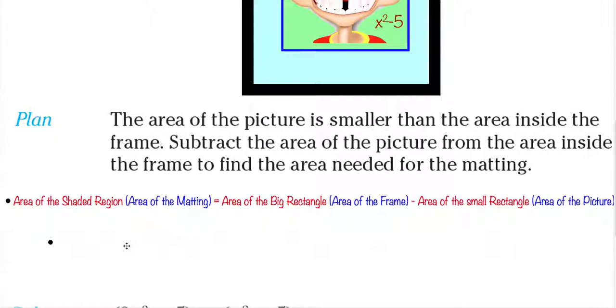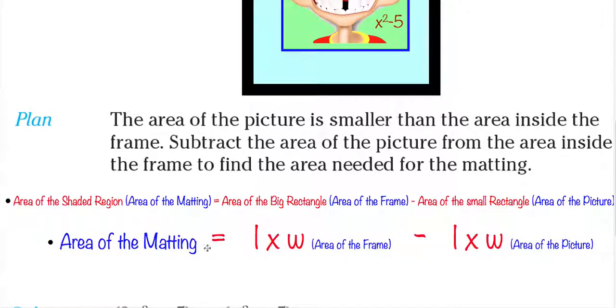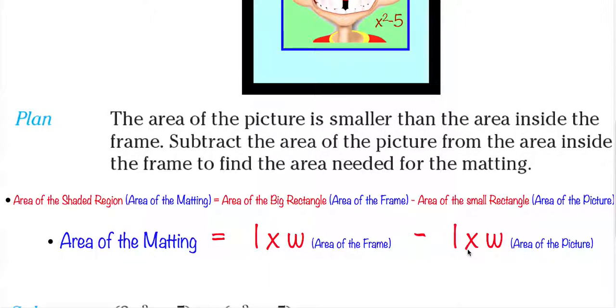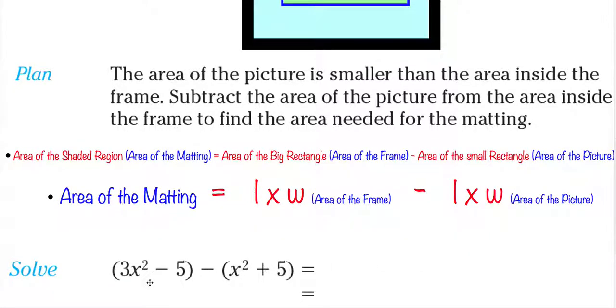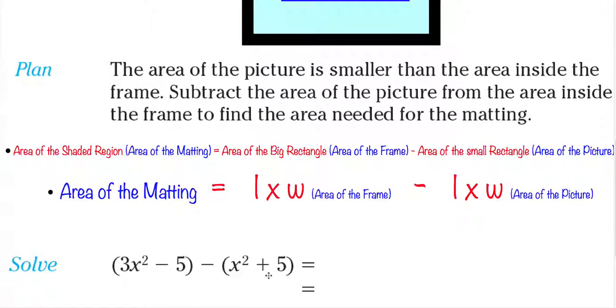And we know for a fact that the formula for finding the area of a rectangle is length times width, or base times height. So area of our matting will be length times width, which is the area of the frame, minus length times width, area of the picture. From there, let's look at what's given. We know that the area of the frame is 3x squared minus 5, and the area of the picture is x squared plus 5. We simply subtract that.